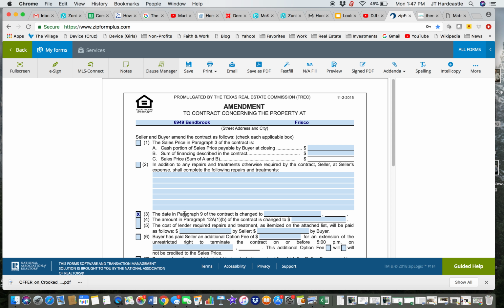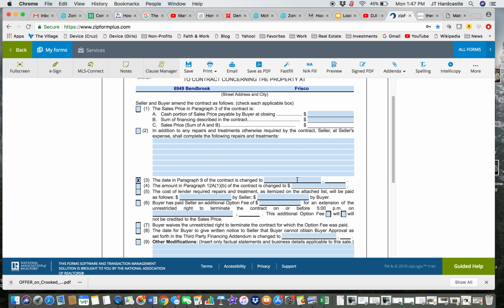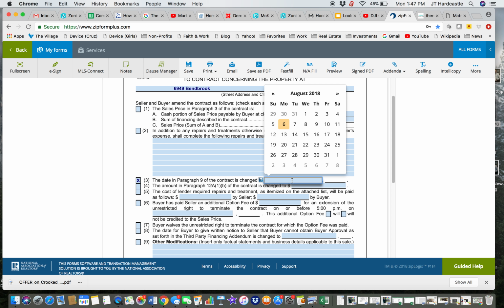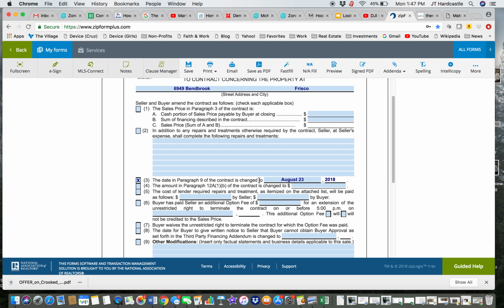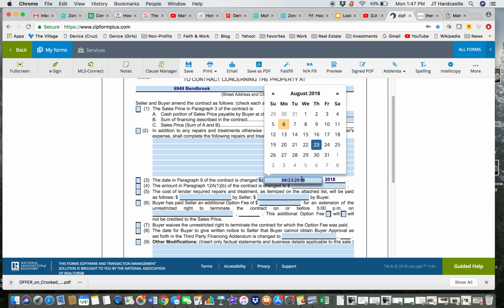And number 3, the date in paragraph 9 of the contract. This is the paragraph that states the closing date on the contract. If you are changing the closing date, this is where you would do that. And you would choose that, and that would be it there.